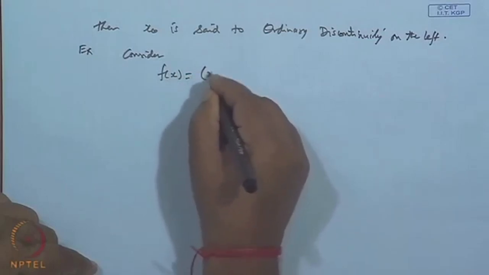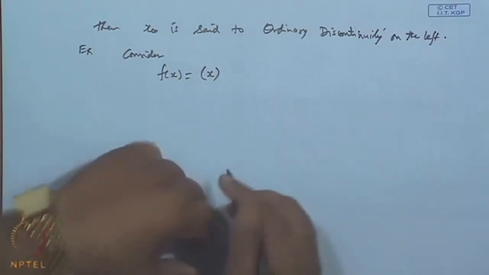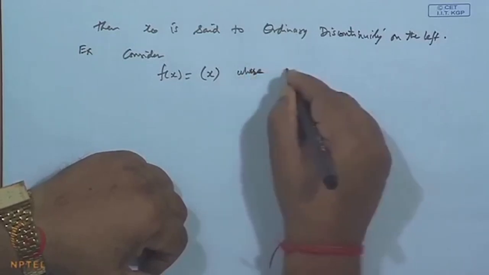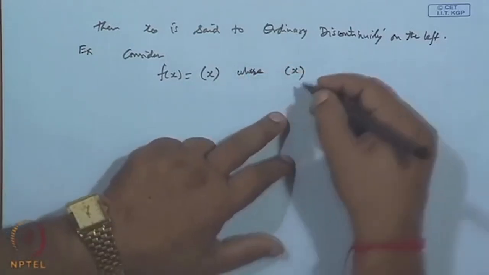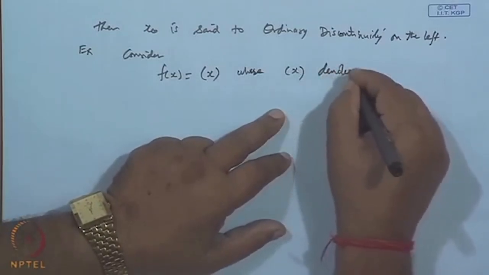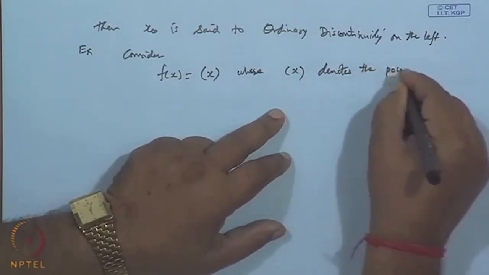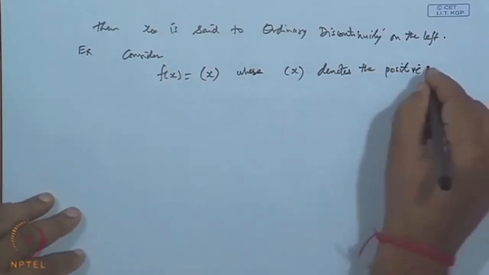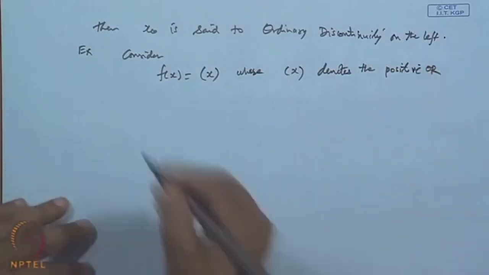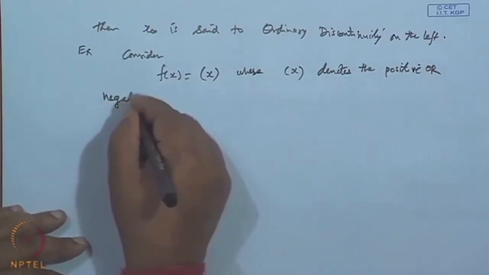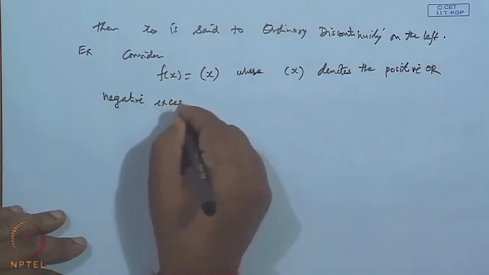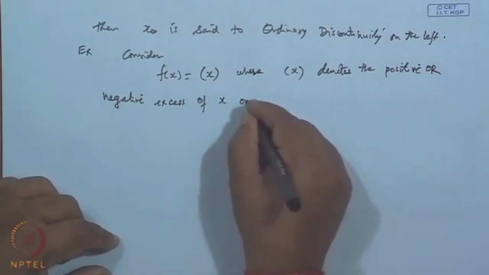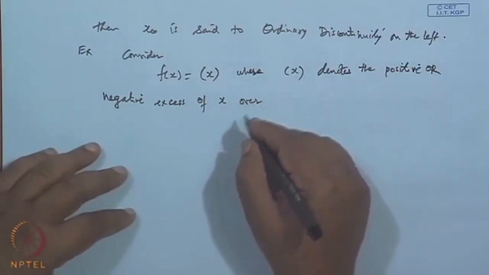So, for example, let us consider the function f x equal to x within small bracket, where x within small bracket denotes the positive or negative axis of x over the nearest integer.